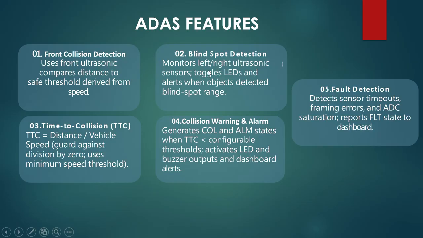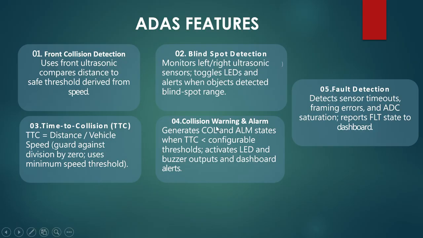The second one is blind spot detection. Two ultrasonic sensors are placed on the left and right sides of the vehicle. If another vehicle enters the blind spot, the system will immediately update the dashboard with warning LEDs and alarms. Third one is time to collision. It estimates how much time remains before the vehicle reaches the obstacle. Time to collision is calculated as distance divided by vehicle speed. If time to collision is lower, it indicates higher collision risk.